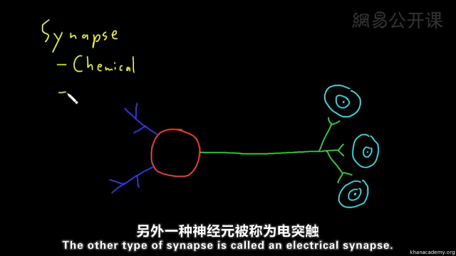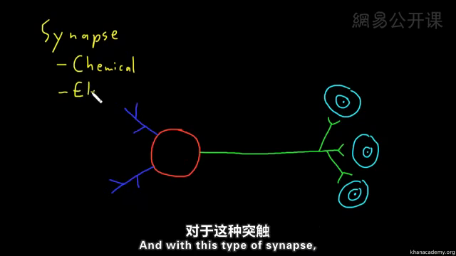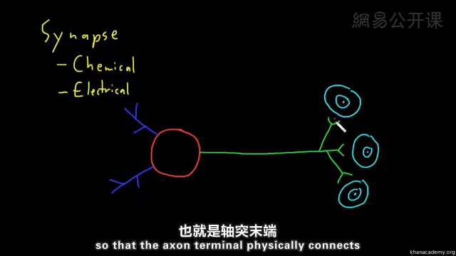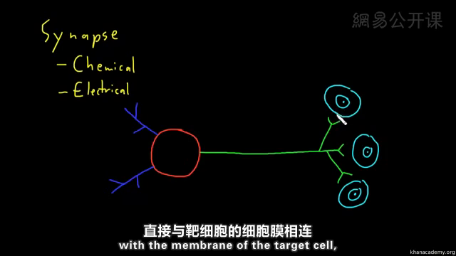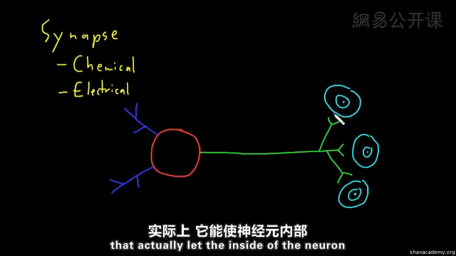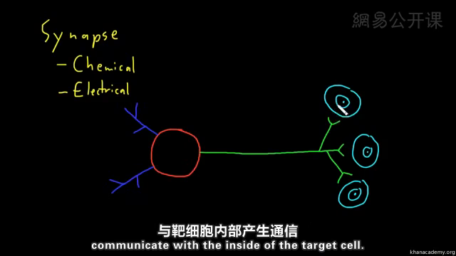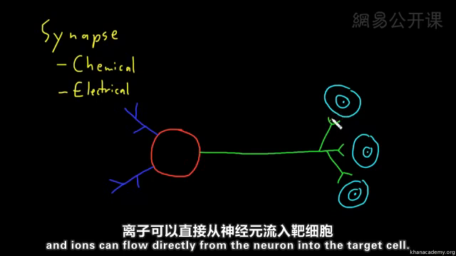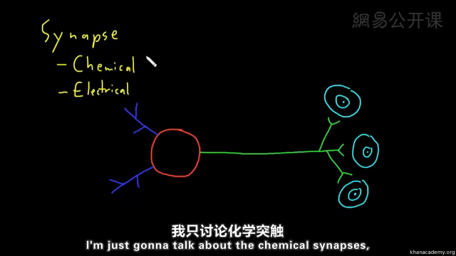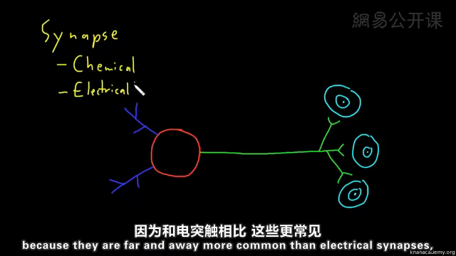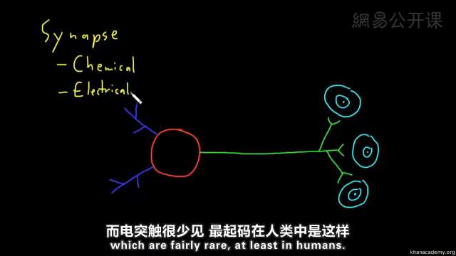The other type of synapse is called an electrical synapse. And with this type of synapse, the cells are actually physically connected so that the axon terminal physically connects with the membrane of the target cell. And there are special channels called gap junctions that actually let the inside of the neuron communicate with the inside of the target cell. The cytoplasm of the two are really connected, and ions can flow directly from the neuron into the target cell. In this set of videos, I'm just going to talk about the chemical synapses where there is a gap, because they're far and away more common than electrical synapses, which are fairly rare, at least in humans.